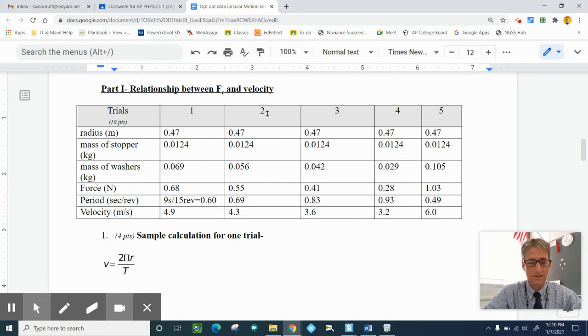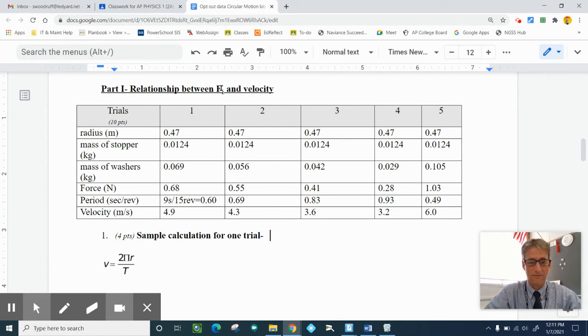So back to what I was saying originally, we want to look at the relationship between the centripetal force here, and how fast that rubber stopper is going around, the velocity. We calculated the velocities using 2 pi r over t, which is basically saying distance, circumference, divided by the time, which is the period it took for it to go around once. It took 0.6 seconds to go around once here, 0.69 seconds to go around once here. That is the time it takes for one revolution, which is the period T.